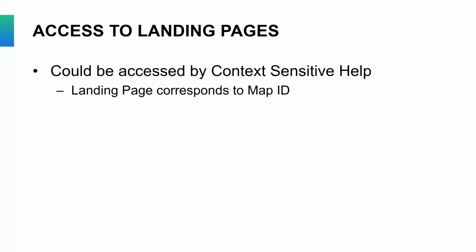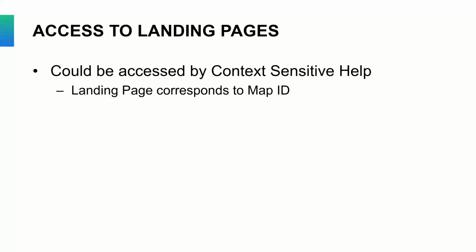Now, Jennifer said that landing pages are important because they tie into things like context-sensitive help and to search. One of the reasons they're called landing pages is because we arrive at landing pages. We land on them from, for example, context-sensitive help. So it may be that your users are working in an application that your company provides. They ask for help, and the context-sensitive ID links to a landing page.